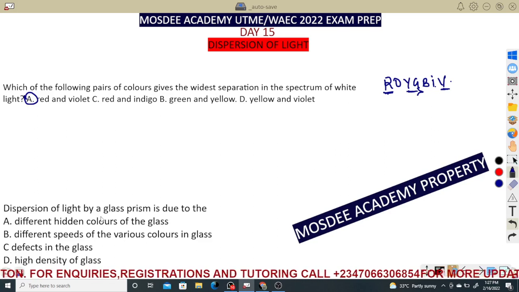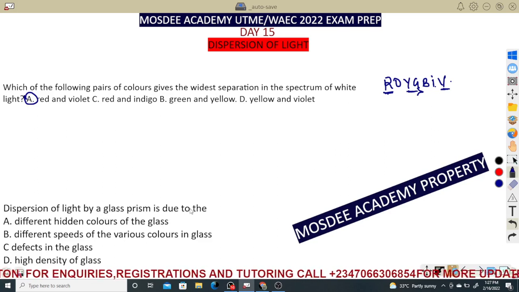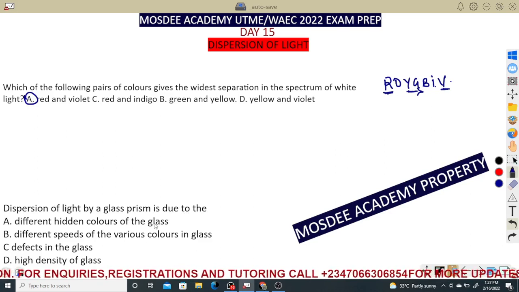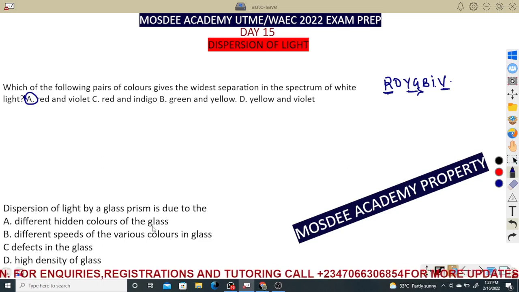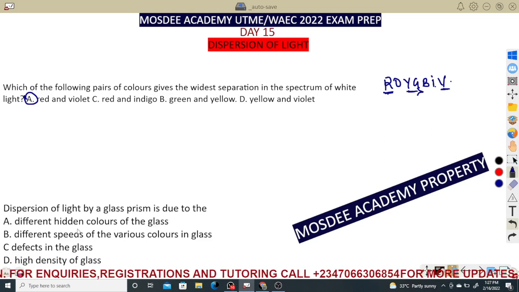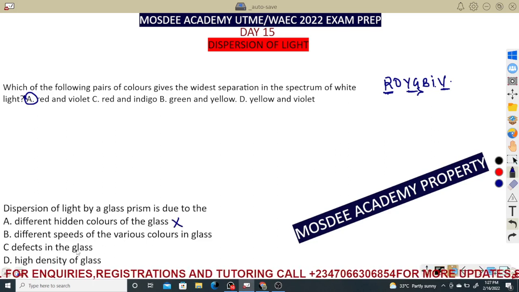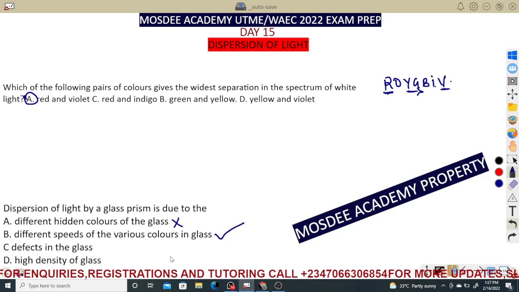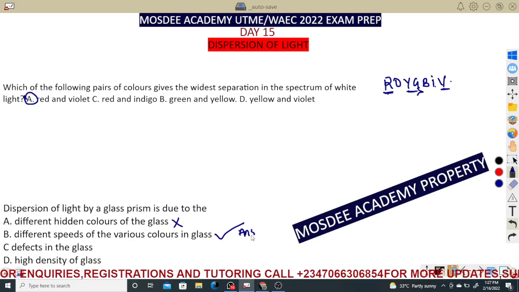The next one: the dispersion of light by a glass prism is due to, look at what we've talked about. Dispersion is due to two things. What are the two things? Different speed and different refractive index. Look at the options here. Different hidden colors, absolutely wrong. Different speed of various colors in glass, correct. That is the answer.